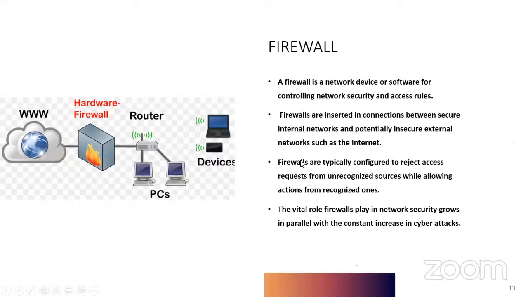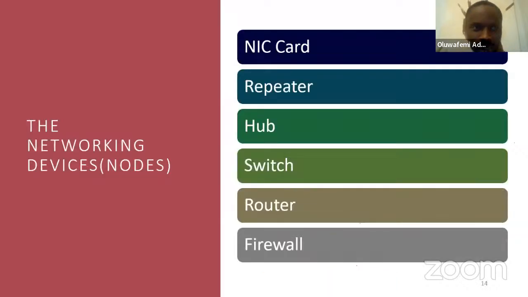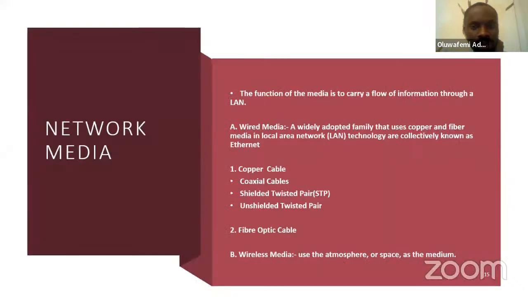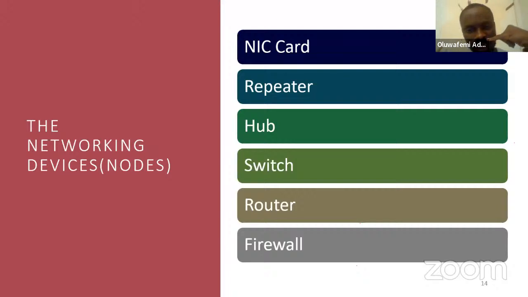All right. So, what was I saying? The vital role firewall plays in network security grows in parallel with the constant increase in cyber attack. Think firewall. I know this is an elementary course, but please think firewall in your network. It's very important. Now we spoke about the NIC, the repeater, the hub, the switch, the router, and the firewall. If you have a question, you can note them down. By the end of the section, we can look at all of these questions.